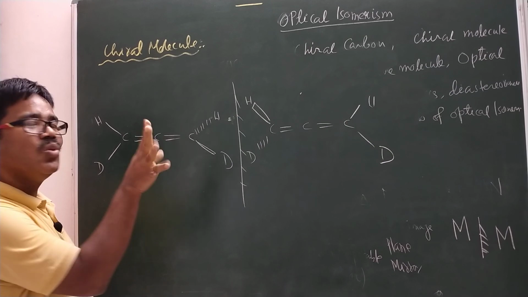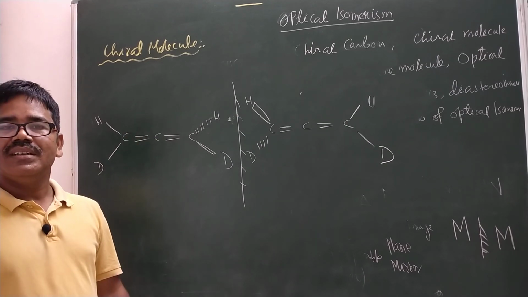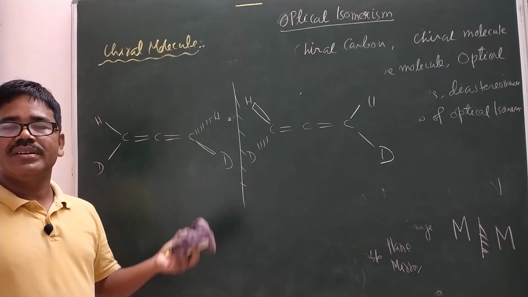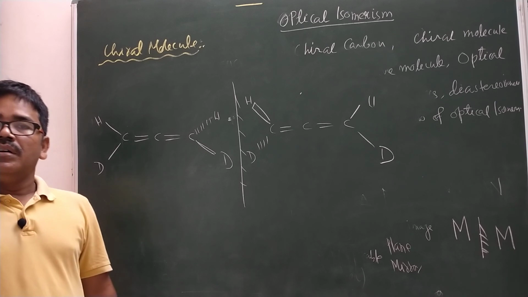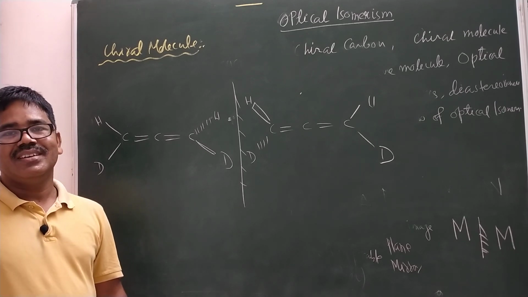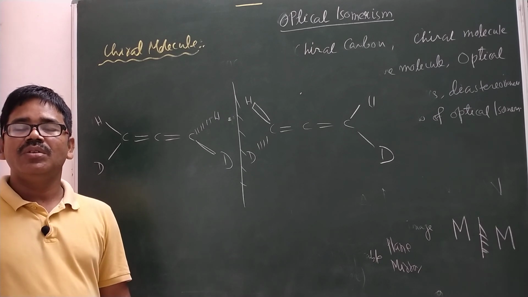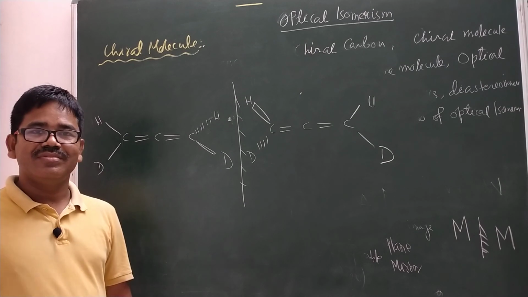But here there is no chiral carbon even. This kind of molecule doesn't contain a chiral carbon, but the two are mirror images of each other that are non-superimposable. This is the example where a molecule may be chiral without chiral carbons. We will continue. Thank you.